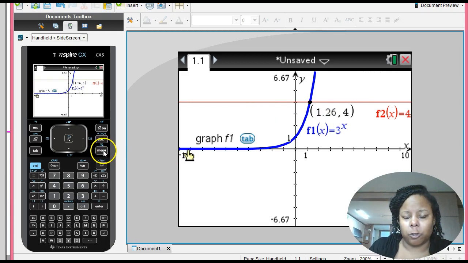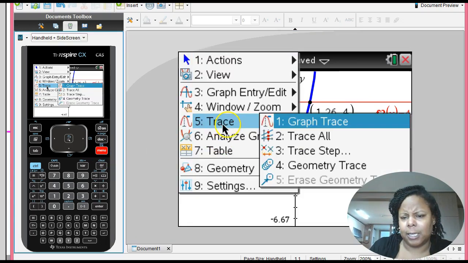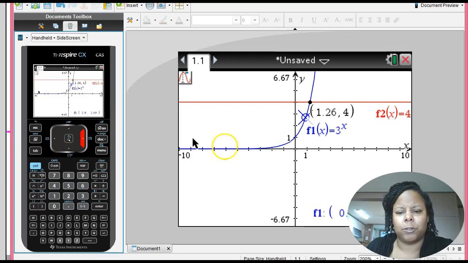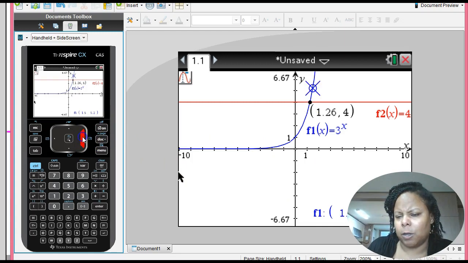Or you could do something called trace, by hitting menu, trace, and graph trace. As you move your arrow button, you can see at the bottom it gives you the corresponding x and y coordinates, and you can use that to estimate what x value will make y equals 4. Even though this method will work and will give you as close to the exact answer as the calculator can give, it still will be an approximation. It's not the most efficient method. So we're going to look at a way to determine this using the most efficient method.